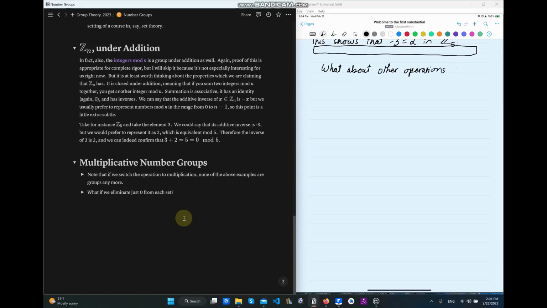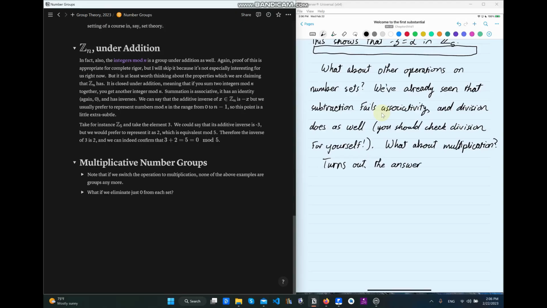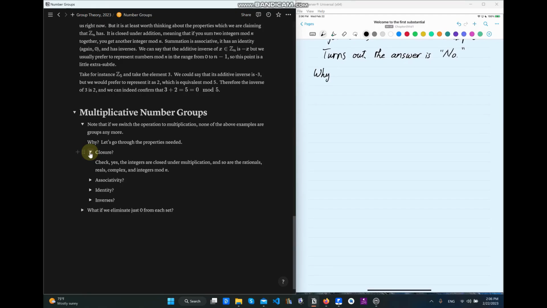What about other operations on number sets? We've already seen that subtraction fails associativity, and division does as well. You should check division for yourself. What about multiplication? Does it give a group? Turns out the answer is no. Why? Well, it's not for failing closure. No matter which number set you pick, whether it's the integers, rationals, reals, or complex numbers, the product of two numbers is again a number in that set.